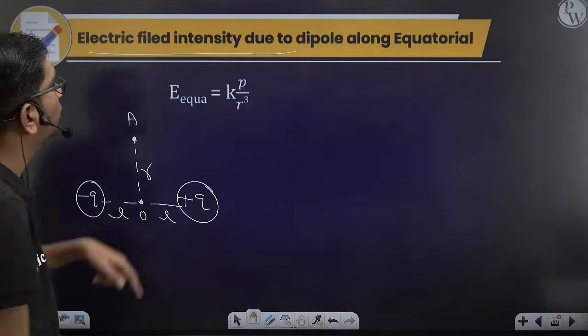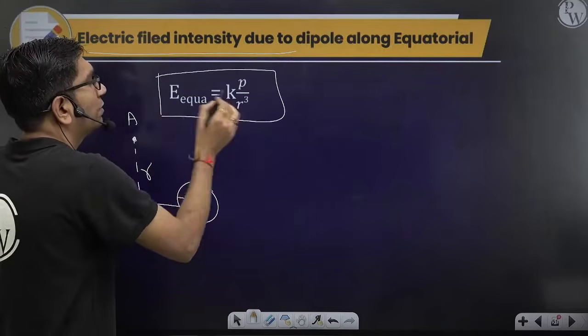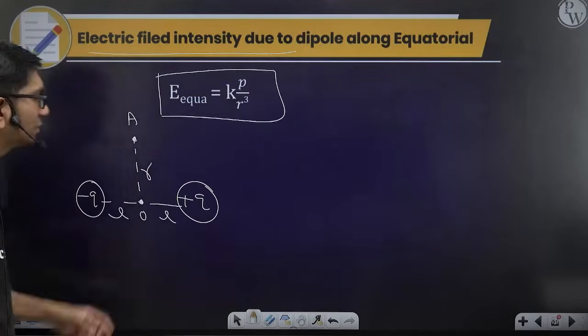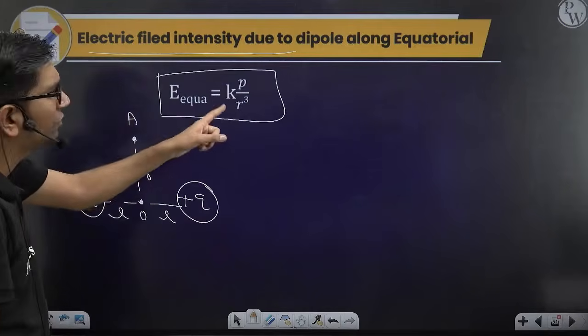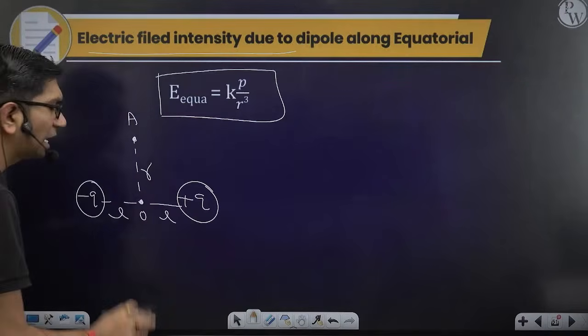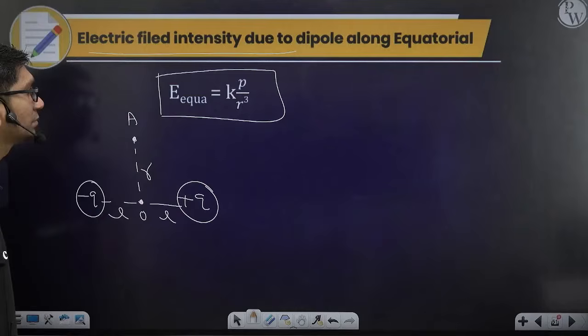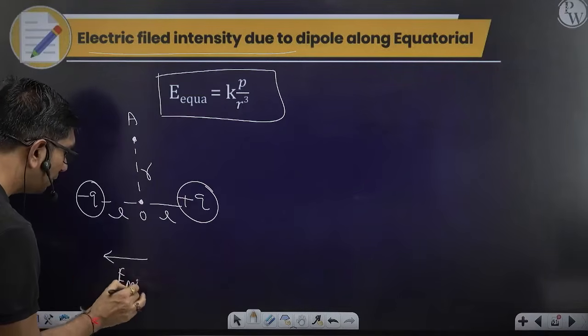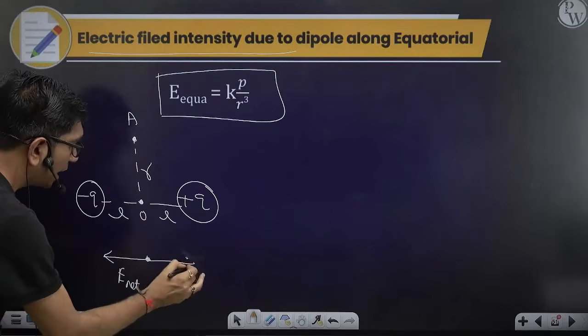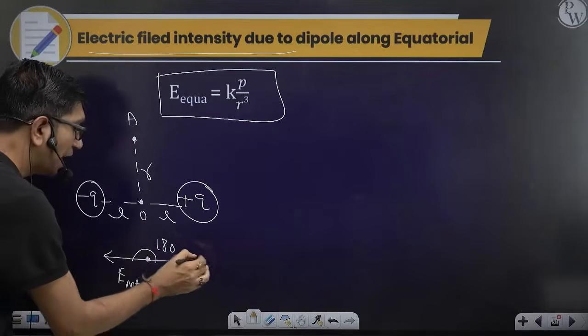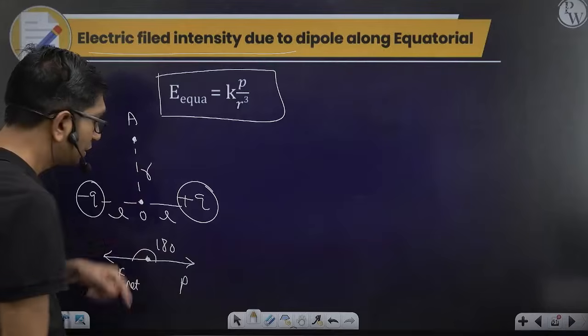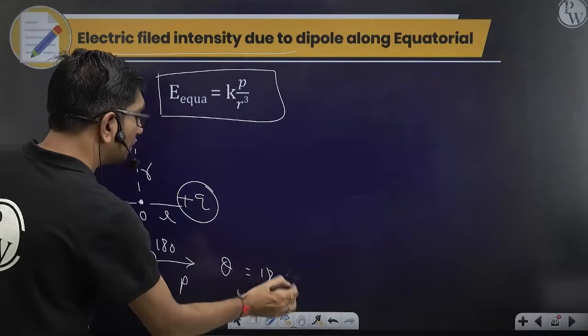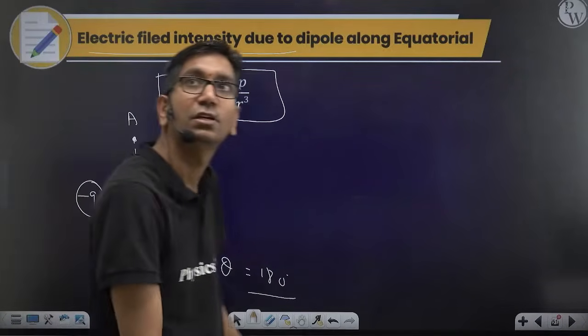Okay. So what will you get? Equal to kp by R cube you will get. Okay. This is for small dipole moments. Okay. If you remember, it is sufficient. Direct formula he may ask you. Direct formula. Now, here, the electric field will be in this direction and the dipole will be in this direction. What is the angle between these two? He may ask you. You have to tell they are in opposite direction. Theta is 180 degrees. Okay.